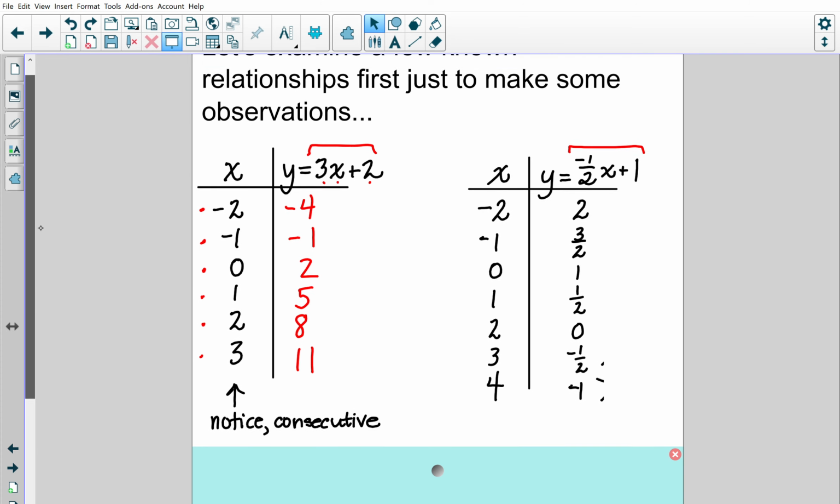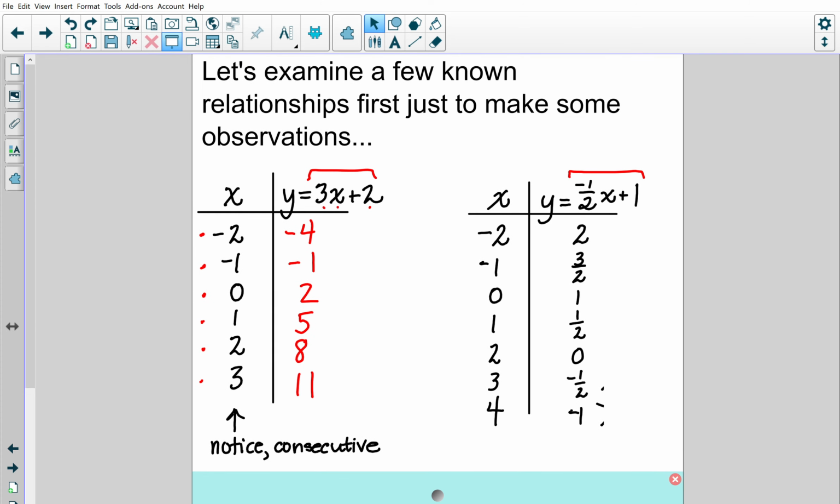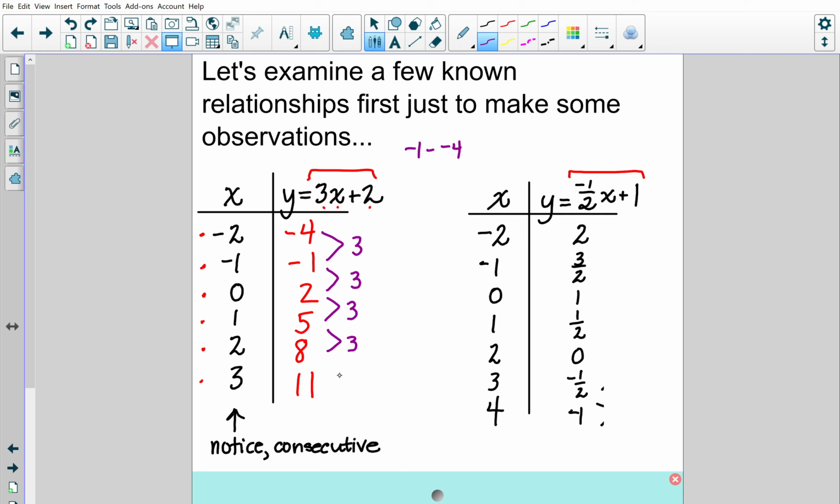Okay? So now let's take a look at some of the differences. If we were given these tables, we might not see that pattern. So we might be looking at what those differences are. So -1 minus -4 is 3. 2 minus -1 is 3. 5 minus 2 is 3. 8 minus 5 is 3. And 11 minus 8 is 3.